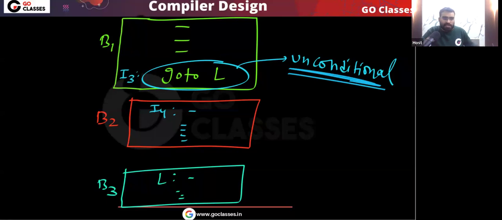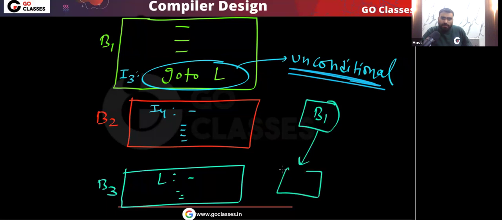Please understand, this is very important, because many students have a misconception here, and many faculties, many teachers are teaching a wrong concept. That is the reason I am focusing here. So remember, when you have an unconditional jump, you will put only one edge. Basically from B1 you will put an edge to B3, but there will not be any edge to B2.